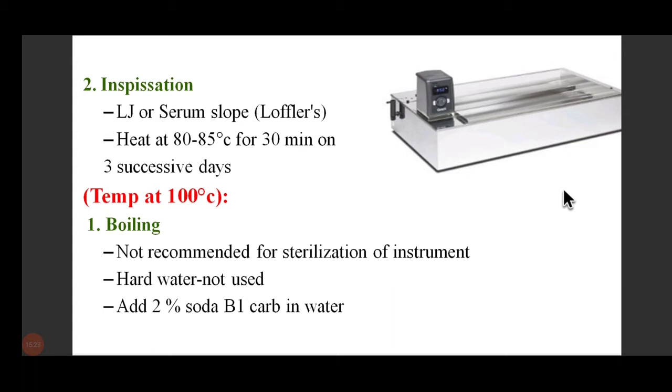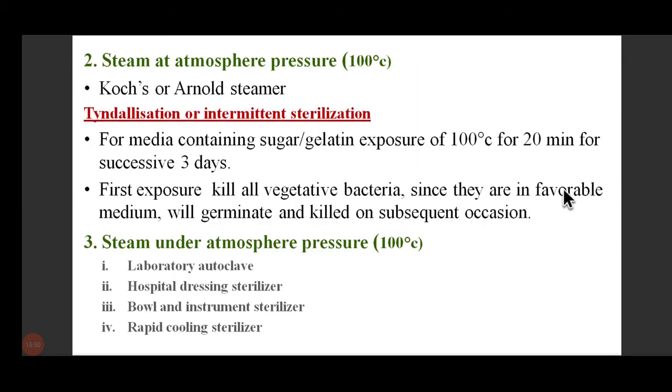The second is temperature at 100 degrees Celsius. The most common example, which we also use in household settings, is boiling. It is not recommended for routine sterilization of instruments, and for this we have to make sure that we are not using hard water. So we can add 2% sodium bicarbonate to the water so that it loses its hardness and is converted to soft water. We can also use steam at atmospheric pressure of 100 degrees Celsius. For that, we have an instrument called the Koch or Arnold steam sterilizer.